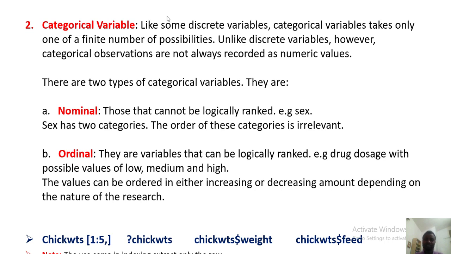They are variables that can be logically ranked, e.g. drug dosage with possible values of low, medium, and high. These values can be ordered in either increasing or decreasing amounts depending on the nature of the research.